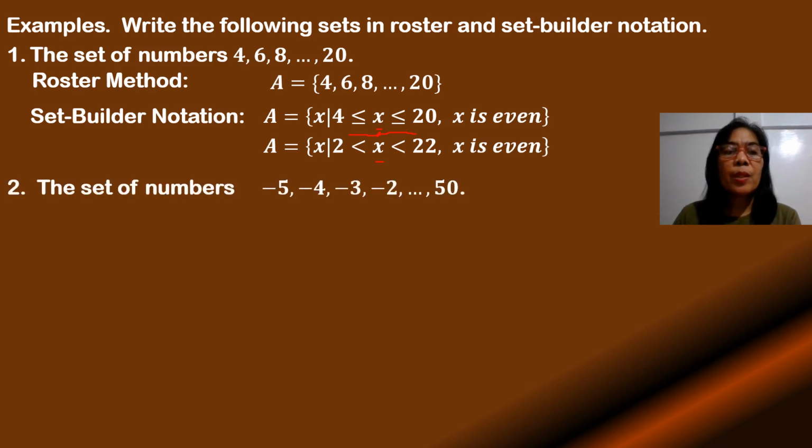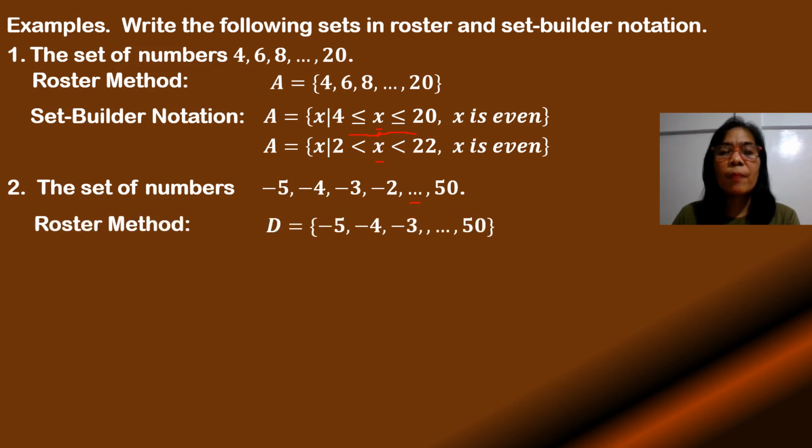Okay, we have another example, the set of numbers -5, -4, -3, -2. Then we have the three dots again, telling that we have other numbers which are not written, which follow the same characteristics as that of -5, -4, -3, -2, up to 50. So in the roster method, we can just write this one as set D is a set of numbers -5, -4, -3, -2, and so on up to 50.